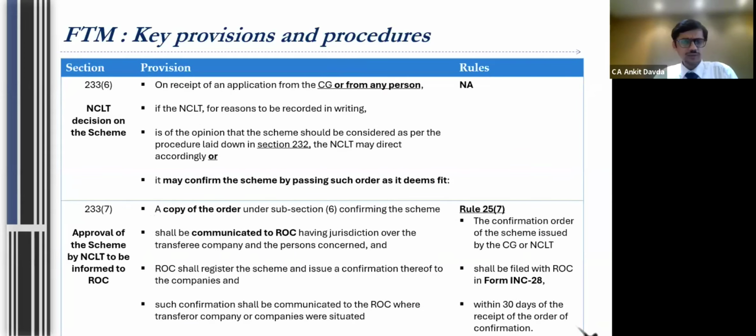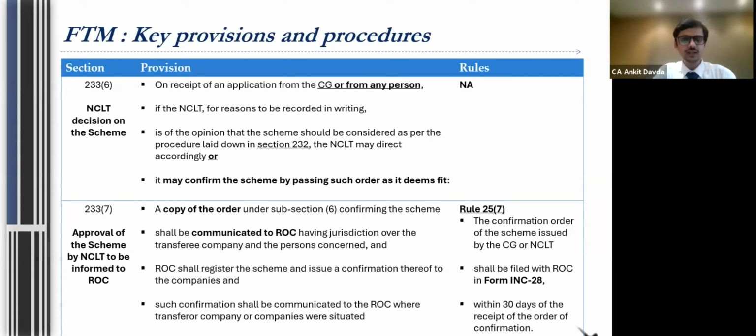So now what happens once the matter has been, so assuming RD approves it, the other things will follow, meaning companies will get the order of confirmation of the scheme, and then companies will have to take other actions like file the order with ROC in INC 28, which we will discuss later on. Maybe under 233(7) also it is referred. Or if RD has referred the matter to NCLT, then what NCLT needs to do is mentioned in 233(6).